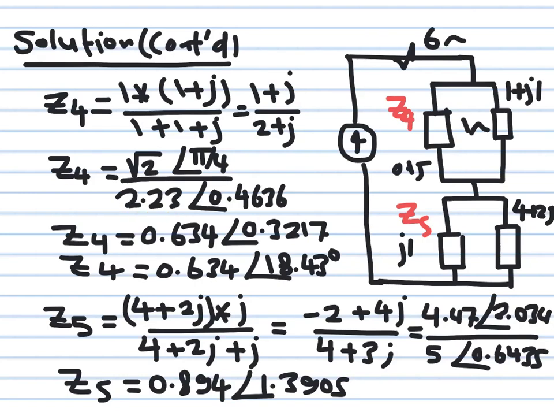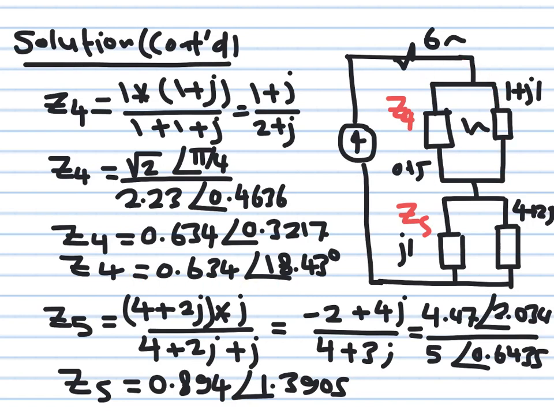The angle is the inverse tangent of the imaginary part, which is 1, divided by the real part, which is 2. The calculator will give you 0.4636 radian. Here I'm keeping everything in radian. You can do it in radian or degrees, whatever you feel comfortable with. But if you make this in degrees, make this one in degrees. If you make this one in radian, make this one in radian as well. Pi over 4 will give me 0.7 something. I subtract the two angles: 0.7 something minus 0.4636, I get 0.3217. And when we divide two complex numbers, we divide the modulus by the modulus, and this is what you end up having. So this is the impedance Z4.